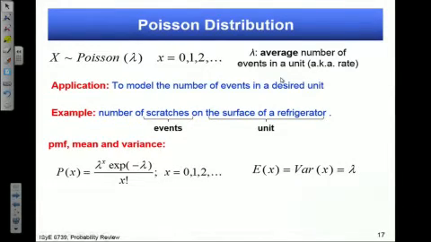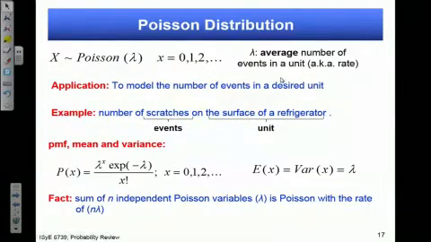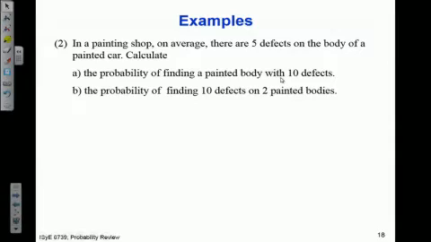This is the probability mass function, and the expected value and variance, as you can see, are the same, equal to lambda. Another interesting fact: if you have independent random variables, all of them Poisson, when you add them up, it's going to be again Poisson with n lambda. Any questions on Poisson distribution? Okay. One example. In a painting shop, on average, there are 5 defects on the body of a painted car.